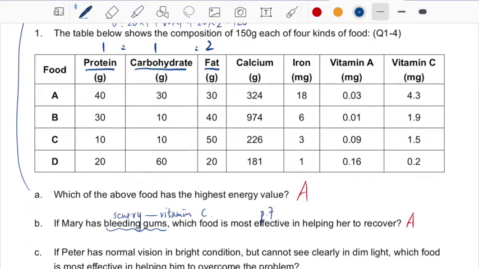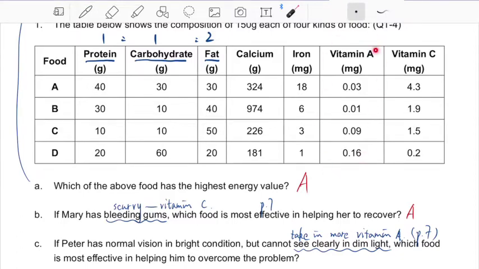The more information will be found on page 7 of your notes. Next one, part C. If Peter has normal vision in bright conditions but cannot see clearly in dim light, which food is most effective in helping him to overcome the problem? Peter has a problem seeing clearly in dim light. That means Peter needs to take in more vitamin A. The information can be found on page 7 of your notes. If we look at this column in the table, we will find out that food D contains the most vitamin A. So the answer for this one should be D.